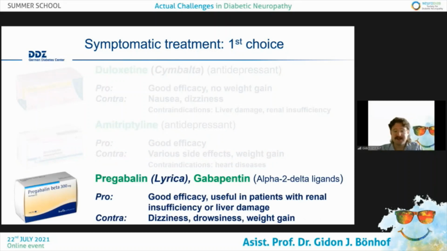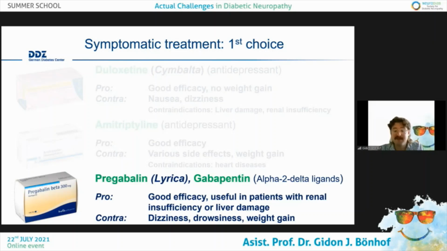The next class are alpha-2-delta ligands, and those are substances that are used to treat epilepsy. Pregabalin and gabapentin are very similar, but pregabalin has a bit more favorable pharmacokinetics, so it has more linear dose dependency in the body. So I usually prefer pregabalin over gabapentin, but I also have patients who prefer gabapentin over pregabalin. So it is worth trying both.